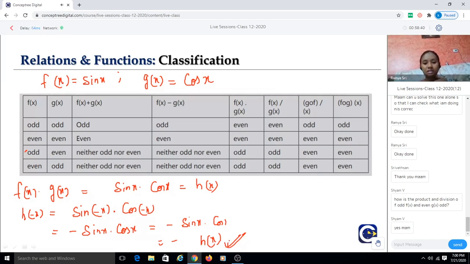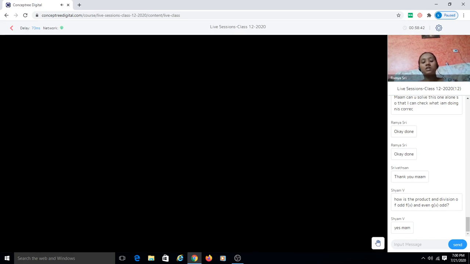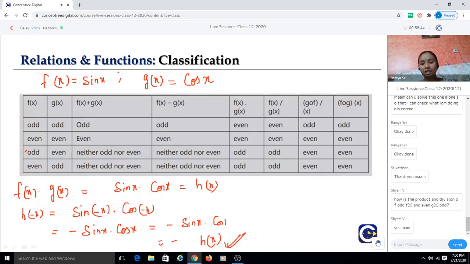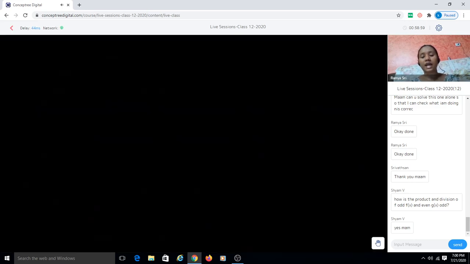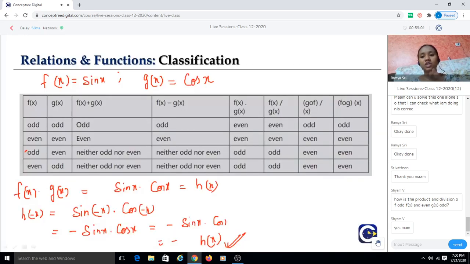Okay, I guess you got the thing. So whenever you have a doubt of whether the division or the multiplication is satisfying or not, let's just take an easy example like how I have taken here. So we know sin x is nothing but an odd function and cos x is nothing but an even function. So with these very basic examples, we can actually go through and check whether the conditions are satisfying or not, right?